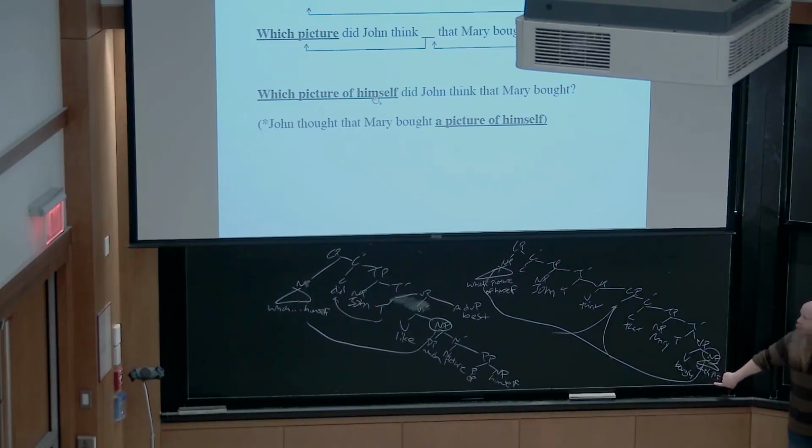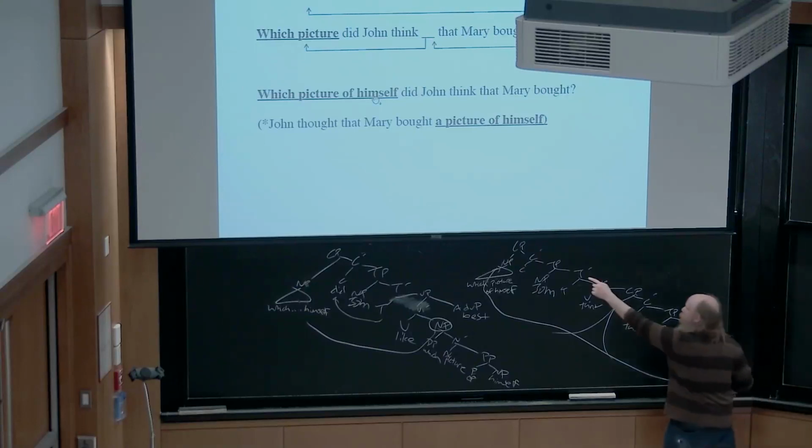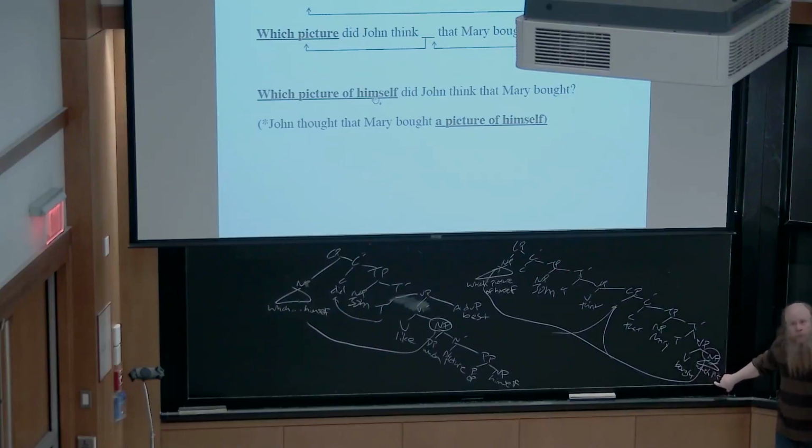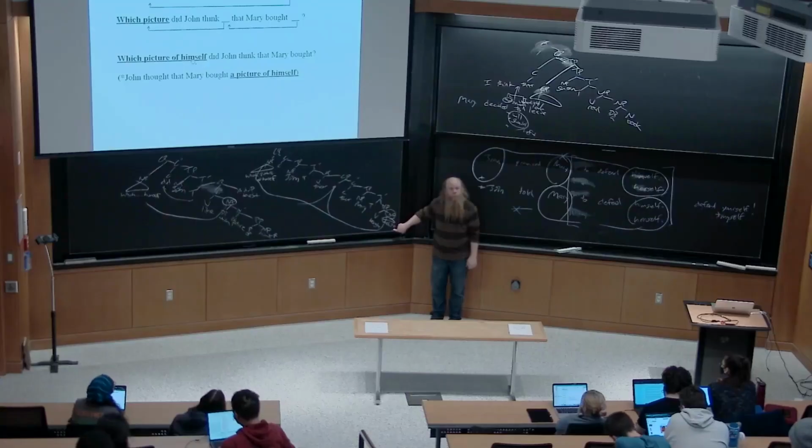Yeah, right? So what's the c-command domain for John? Well, it's its sister, this T-bar here, and everything this T-bar dominates, so all of this. So John c-commands this position himself. Could John bind this position? No, it's too far away, right?